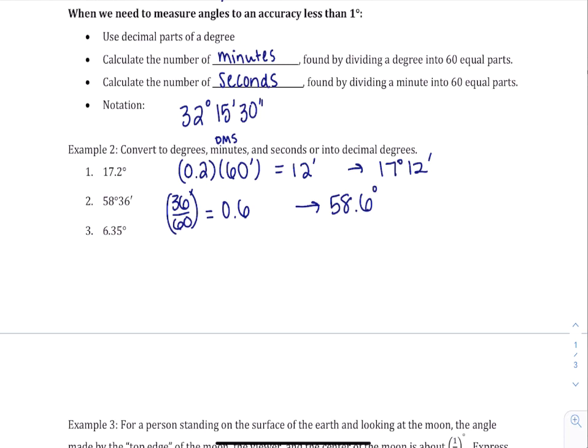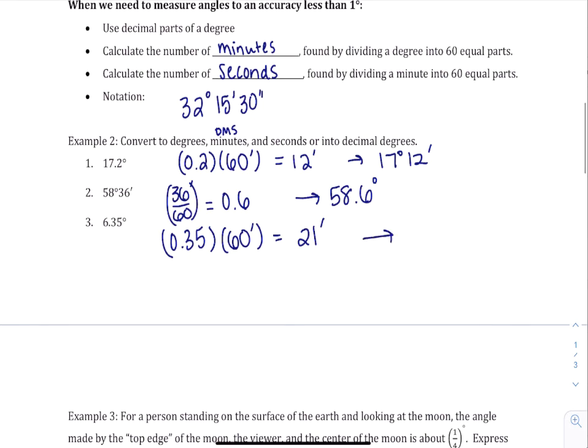Question 3, we have decimal degrees, so we're looking at 6.35 degrees. So in this case, we'll take the 0.35 and we will multiply by 60 minutes, and we get 0.35 times 60, and we get 21, and that's going to be 21 minutes. So our answer here is going to be 6 degrees and 21 minutes.